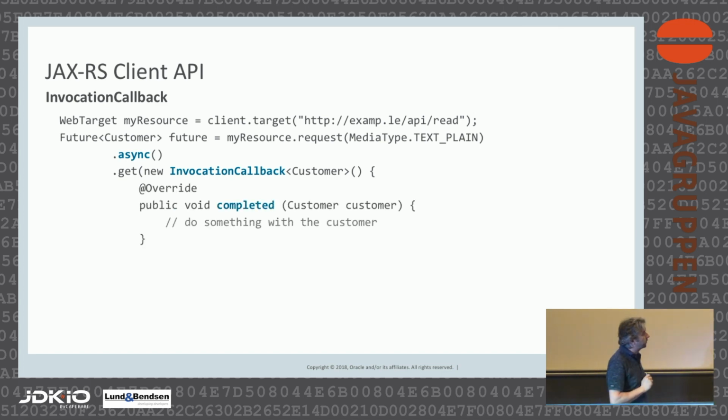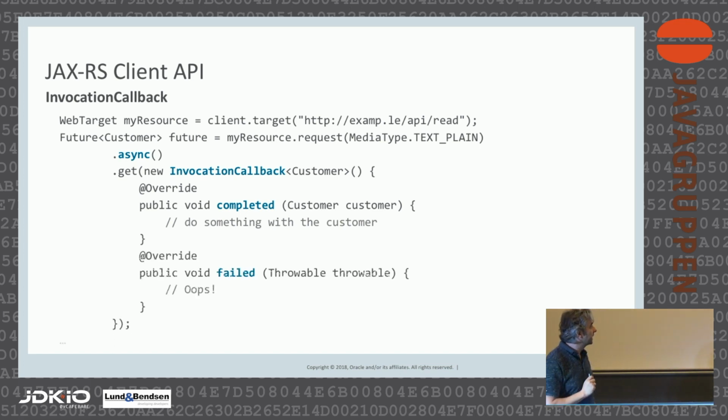The first one is the completed callback that will be invoked once we have the result back from the remote endpoint. And the second one is the one that will be invoked if something goes wrong. So in this case, you are not blocking.